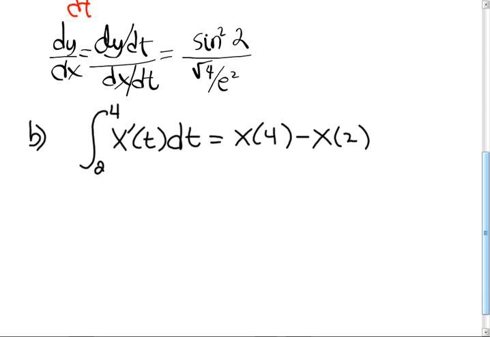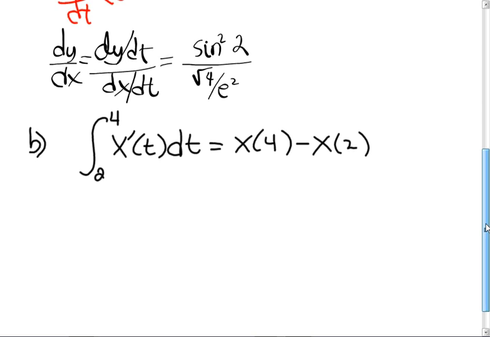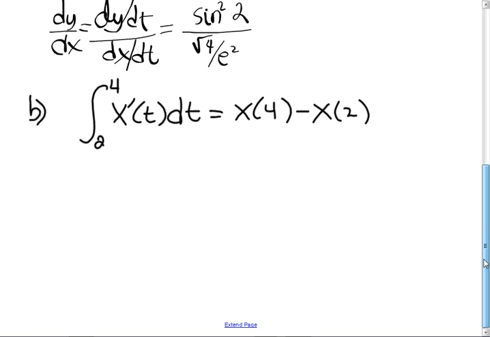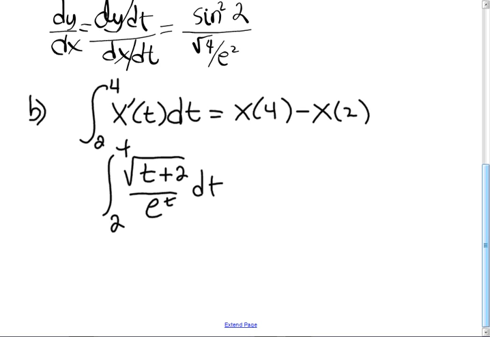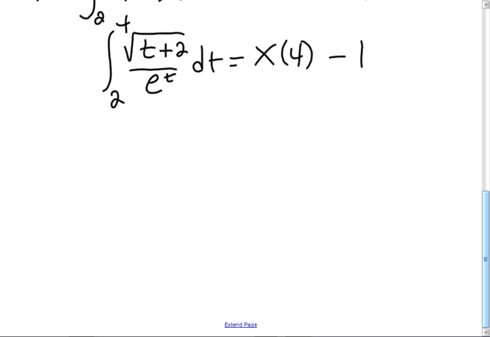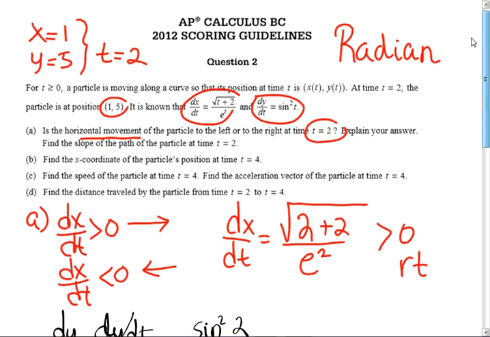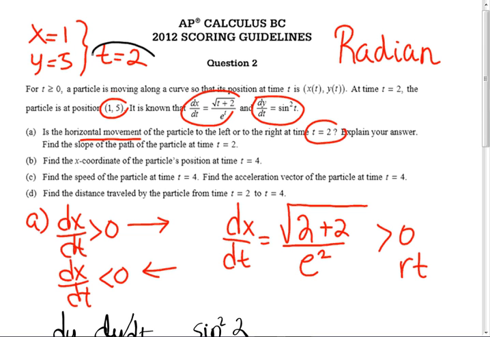Yes, you will have to integrate this on your calculator. So I can't do that one. Maybe integration by parts to do it by hand. So it's the square root of t plus 2 over e to the t, is that right? dt from 2 to 4, this calculator problem, equals x of 4, and what's x of 2? 1. So you have to add 1 to your answer. Yes, that's why I wrote it, circled it up here. Right up here. Yeah, when t equals 2, x is 1.